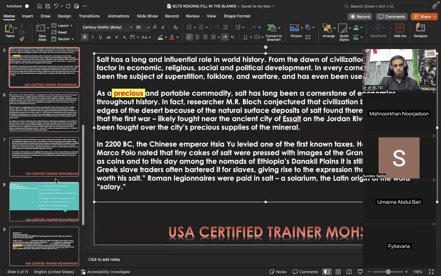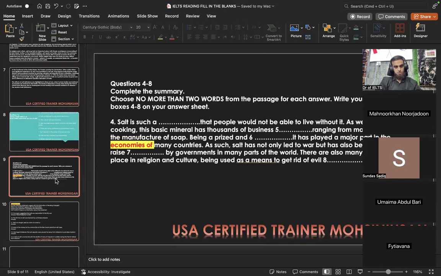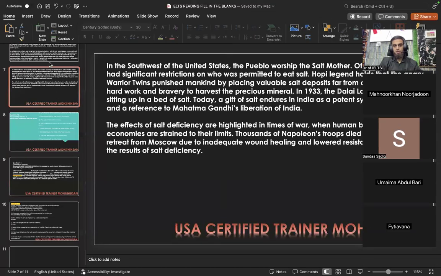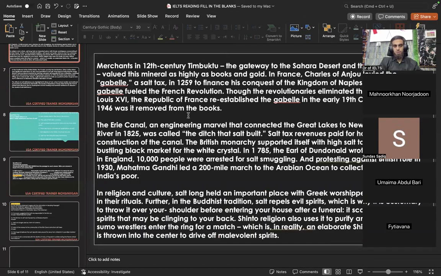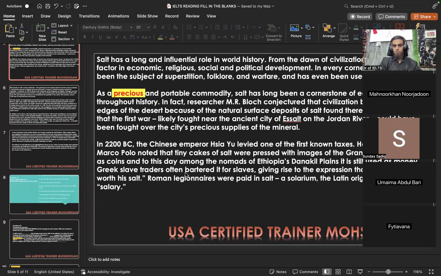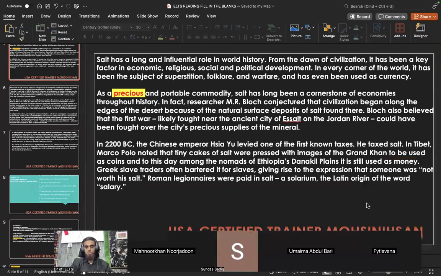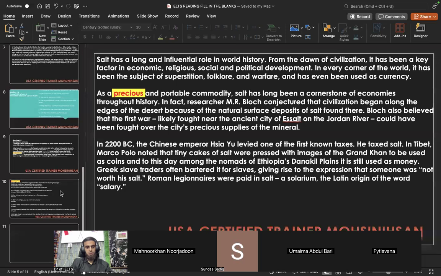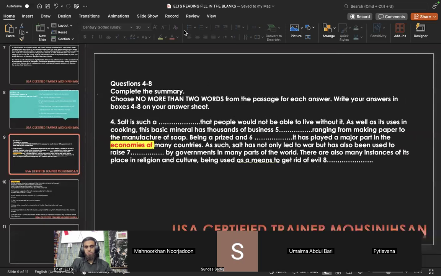So here the word portable is matching. Yes, salt is being prized and portable, it has played a major part in the economy. And next we also saw the word economy in the same paragraph, here in the end. Cornerstone of economies throughout history. Yeah, very good.